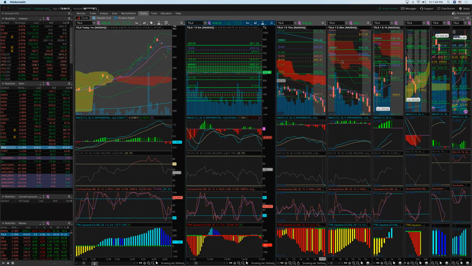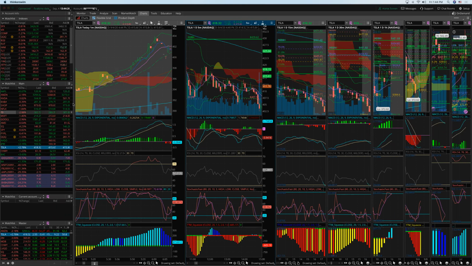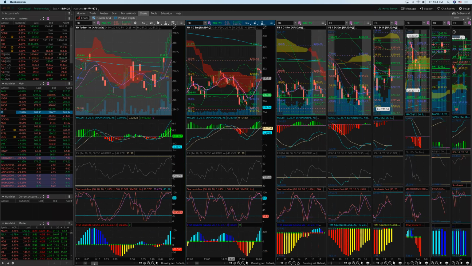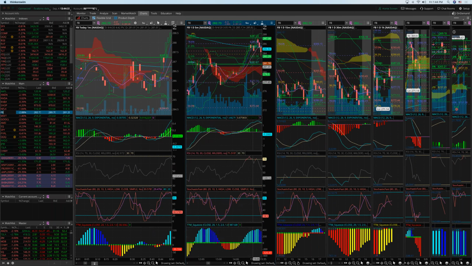Ichimoku, I just have it there. I don't use it that much, but I look at it because it's really important. Like if it's going inside the cloud, if it's below it, or if it's above it, that's something you want to look at.